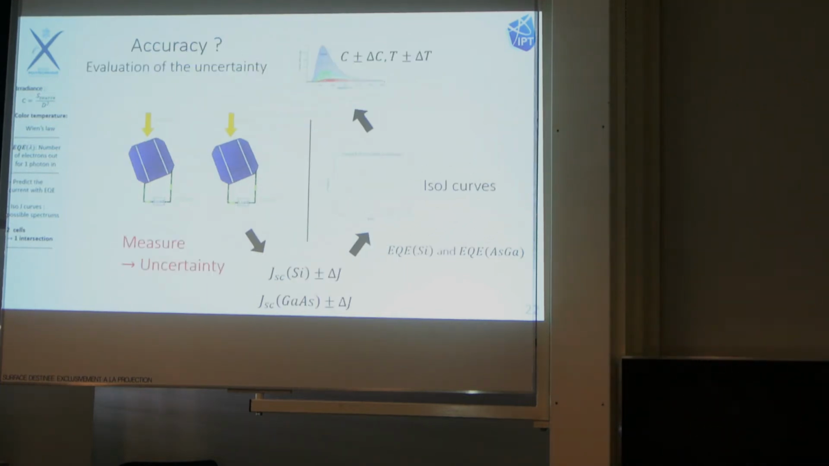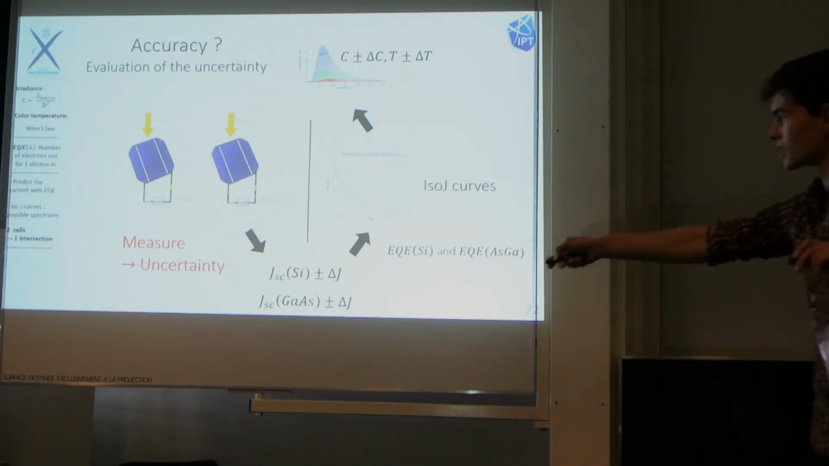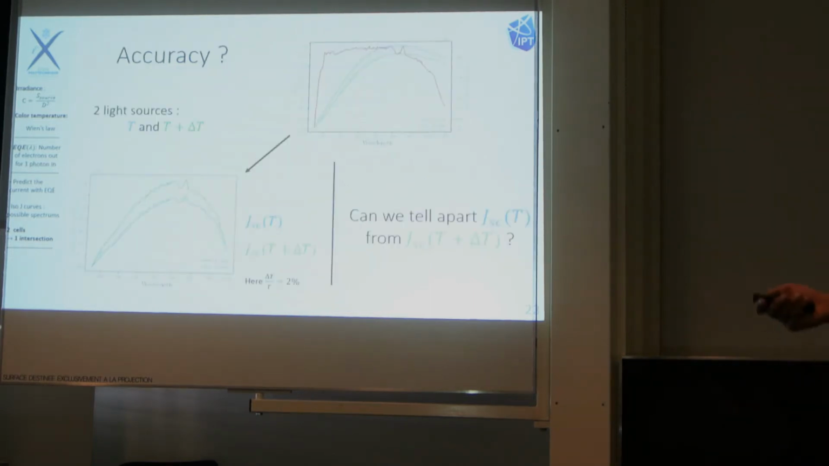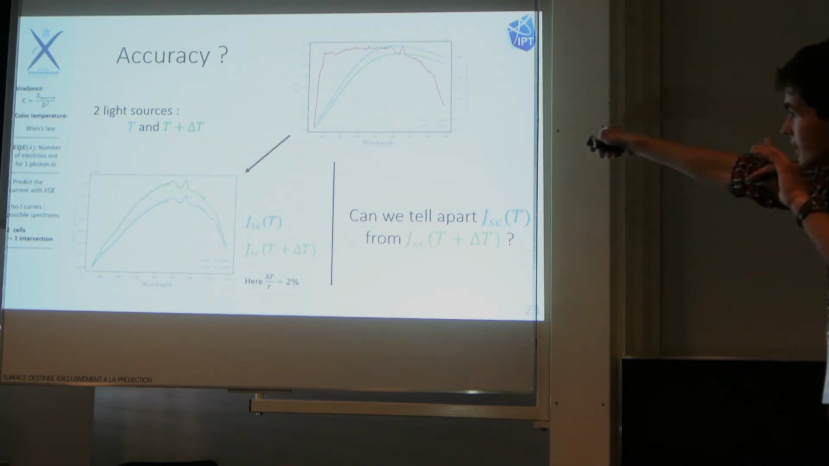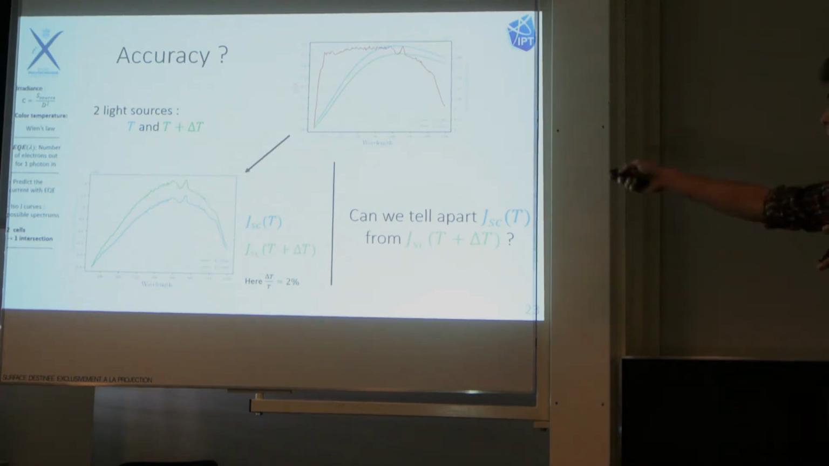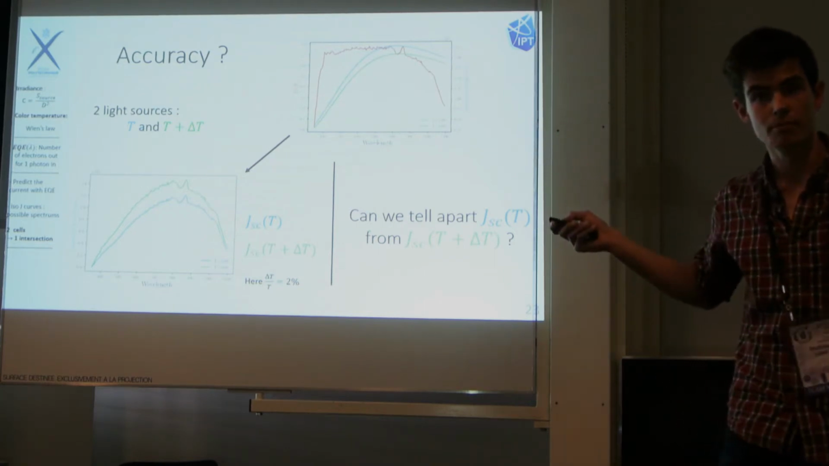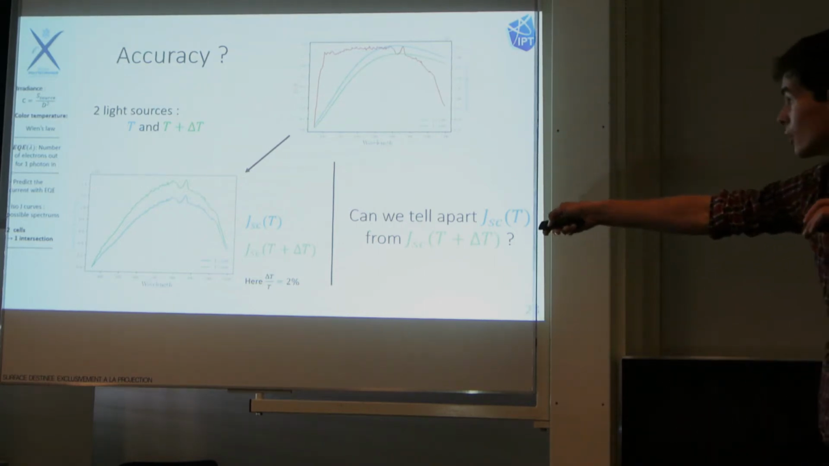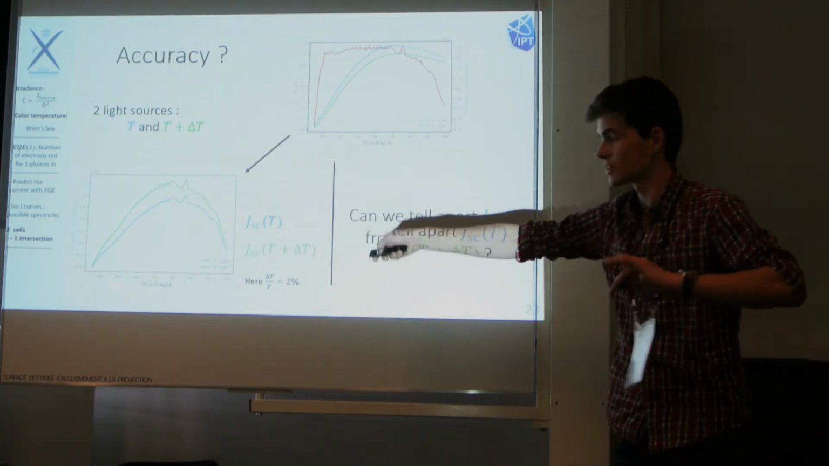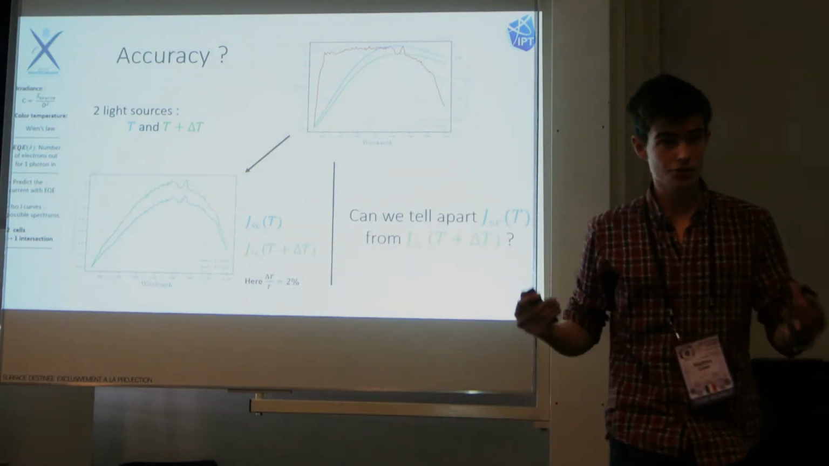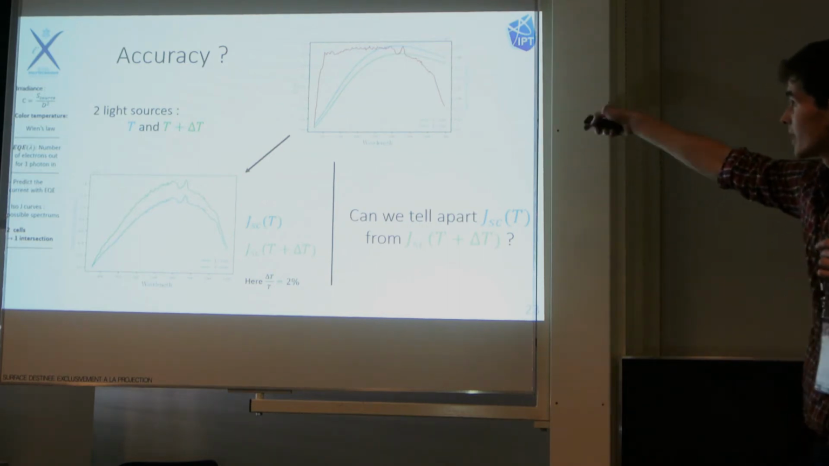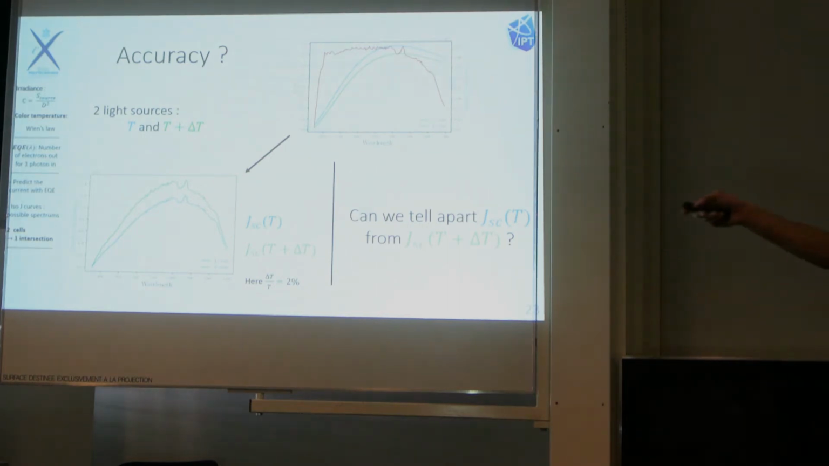So we need to evaluate the accuracy of our method. When we measure the current, we will have some uncertainty. How could we evaluate this? We take two light sources with a very small difference of temperature, and we see whether it is possible to separate them with our technique. We integrate the spectrum as always to get the two currents, and the answer will be that we can tell apart these two colors if we can tell apart the two currents that we get from this. So this will depend obviously on the precision of our current measure.